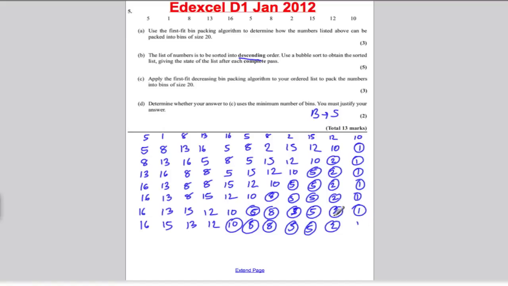and our 1. And lastly, if we went through a whole pass here, we'd realise there's no swaps, and that's what the algorithm needs to do. It would go through the whole lot, realise I haven't made a swap, and therefore I have completed putting these into descending order as was required of me.